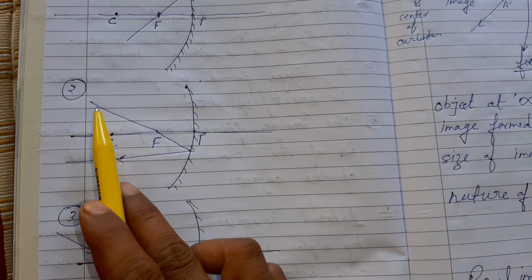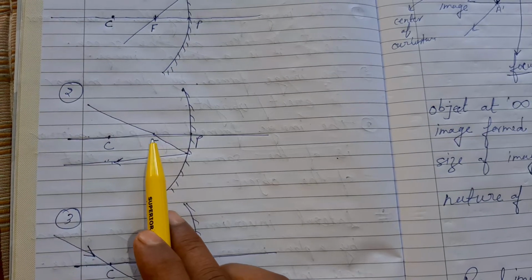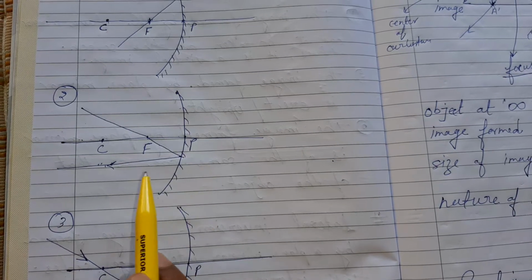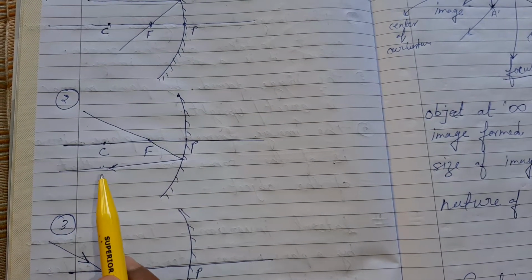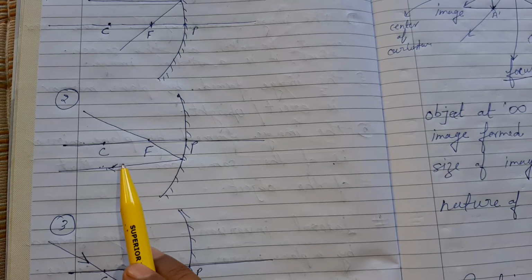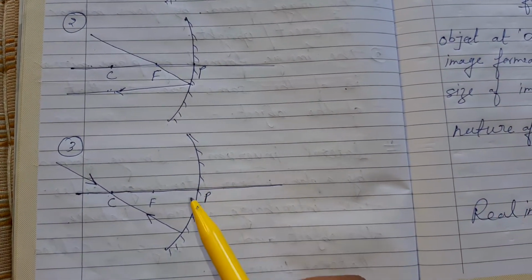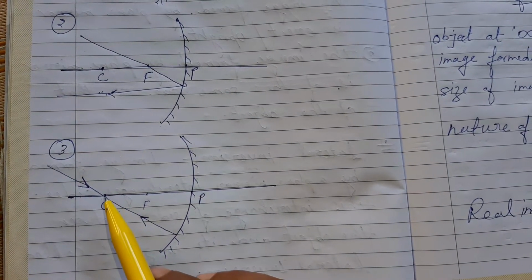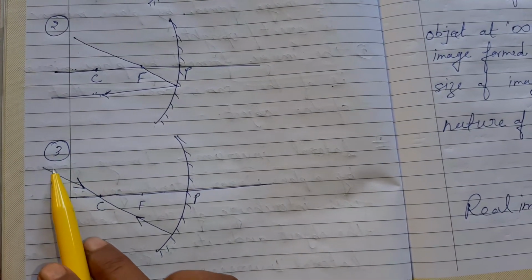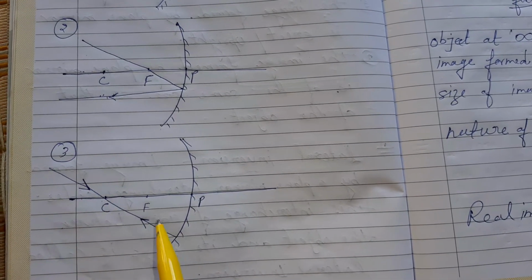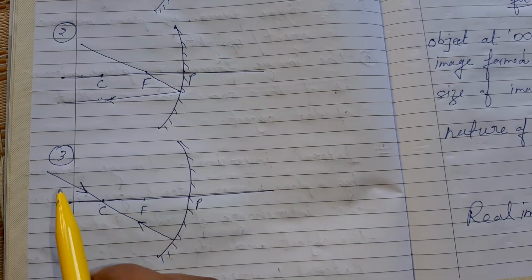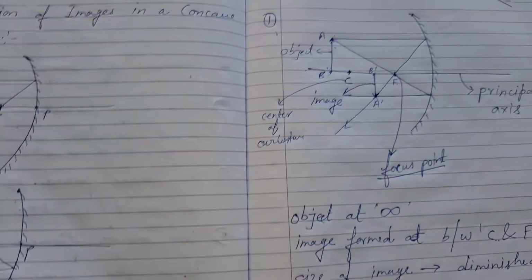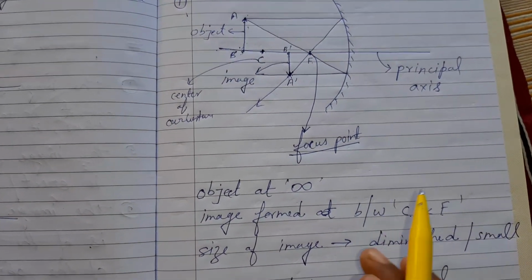This is rule number second. When the ray of light comes through the focus point, after reflection it goes back parallel to the principal axis. And this is rule number 3. In this diagram, this is the center of curvature. When the ray of light comes from this direction, after reflection it goes back in the same direction. So these are the three rules I discussed in the previous class.